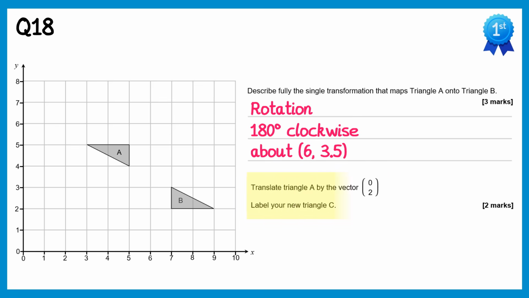For the second part of this question, we've been asked to translate triangle A using this vector here, 0, 2. Now when you have a vector, the top number tells you how far to move left or right, and it's actually 0, so we're not going to move left or right at all. The second number tells you how far to move up or down, and if it's positive you go up, and if it's negative you go down. So since it's positive, this vector is just telling us to move the shape 2 squares up. So let's take the shape A, and if we move it 1 square up, and then 2 squares up, it ends up here, and they've asked us to label that triangle C.